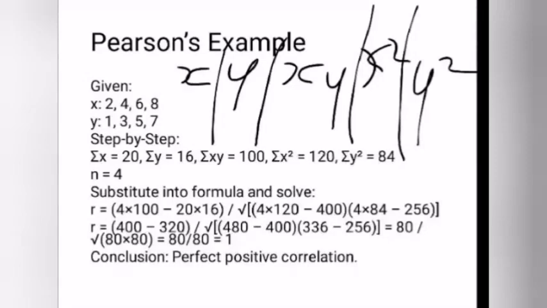So the number of pairs is 4. When I mean pairs, I mean 2 and 1, that's a pair. 4 and 3, that's a pair. 6 and 5, that's a pair. 8 and 7, that's a pair. So they're in 4 pairs.